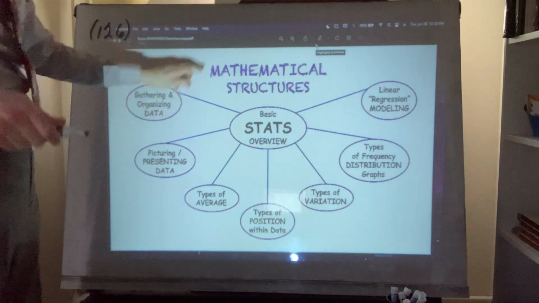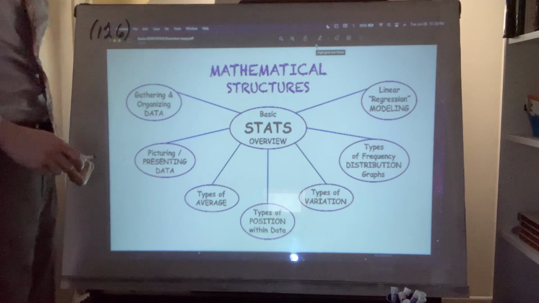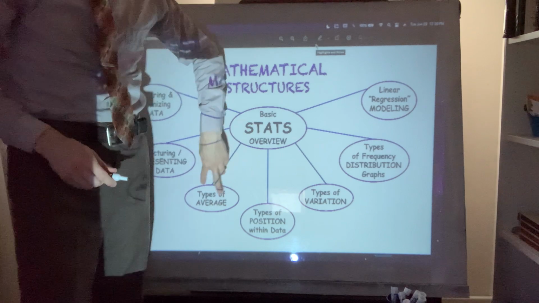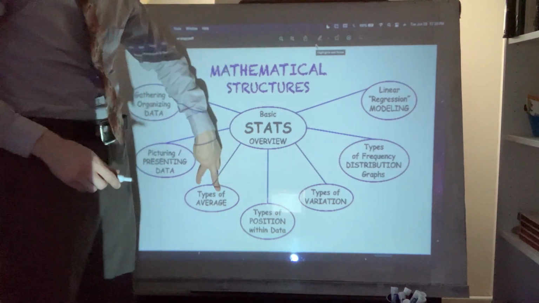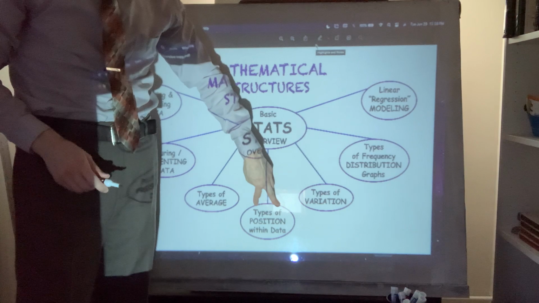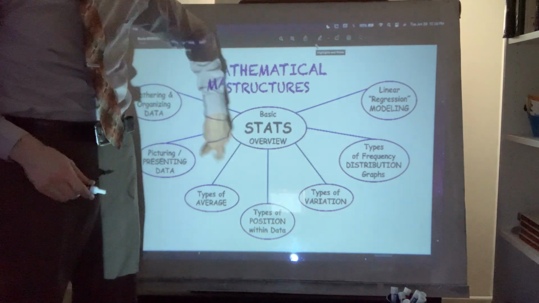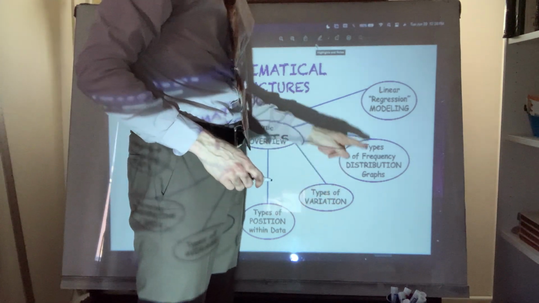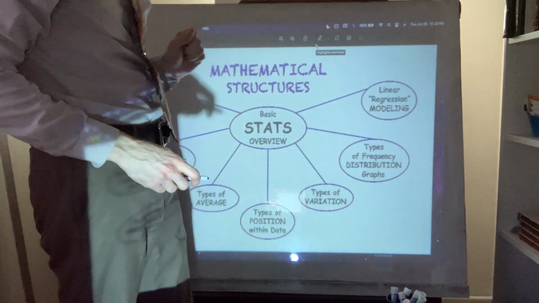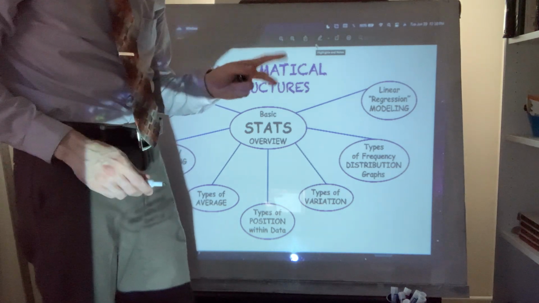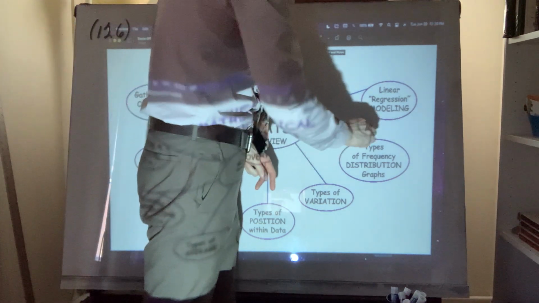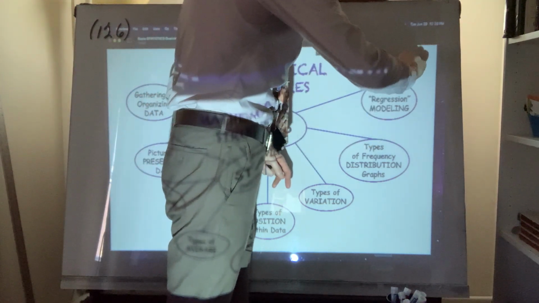All right, we're in chapter 12, basic statistics. Gathering data, presenting it in the form of some graph. Measures of central tendency, otherwise known as types of averages, types of position. These were section 12.1, 2, and 3 respectively. This is section 12.4, types of variation, including standard deviation. And the last thing that we did was types of distribution graphs, where we broached the subject of normal or Gaussian distribution. We are here at the finish line, or nearly, section 12.6, modeling.